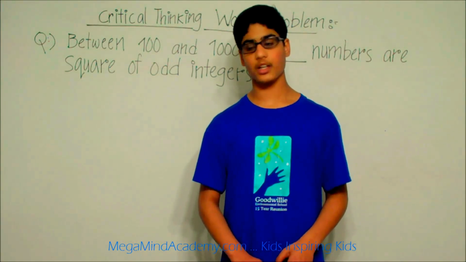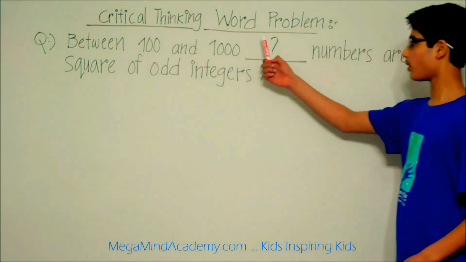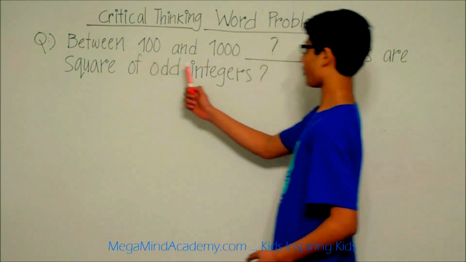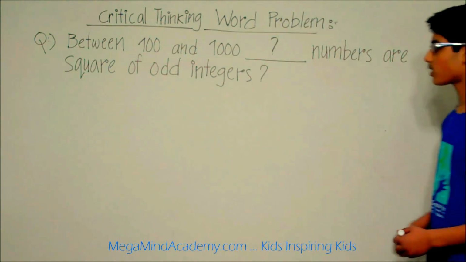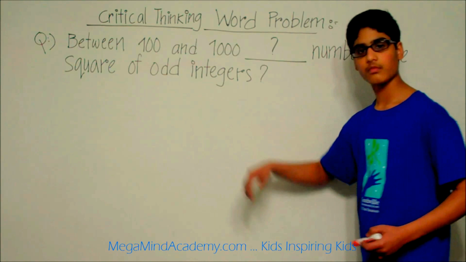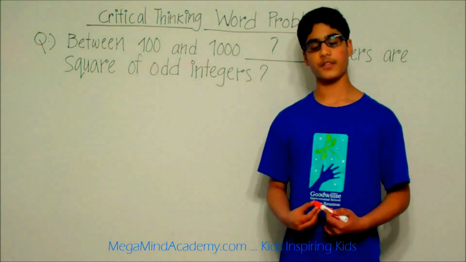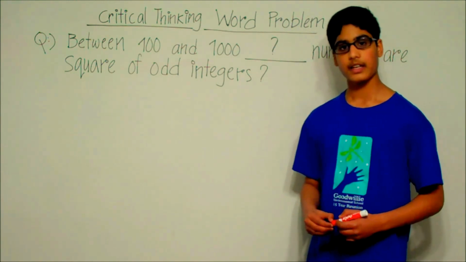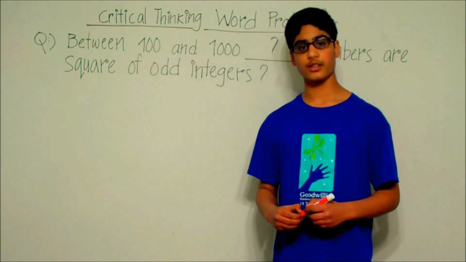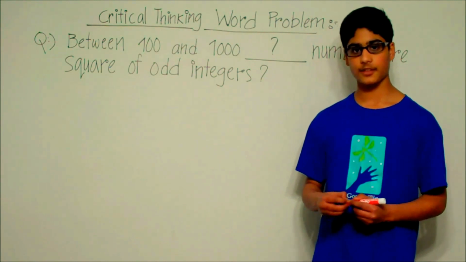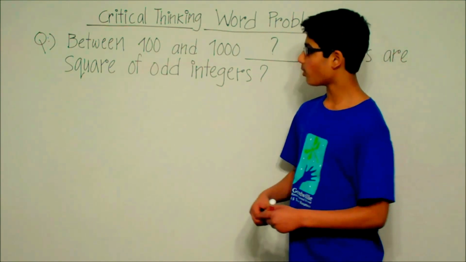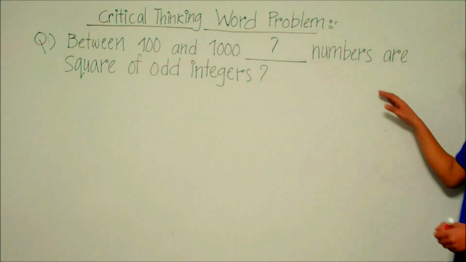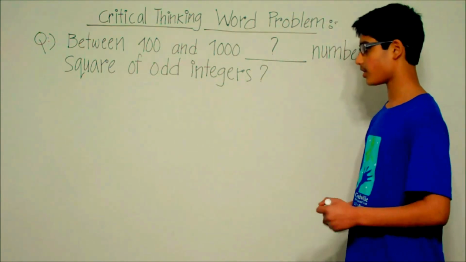Today we're going to be learning about critical thinking word problems. Let's say we have a problem like this. Between 100 and 1000, how many numbers are squares of odd integers? Before we solve this problem, let's go over what an integer is. Integers are all the whole numbers, including 0 and negative numbers. So we have to find out between 100 and 1000 how many numbers are squares of odd integers.